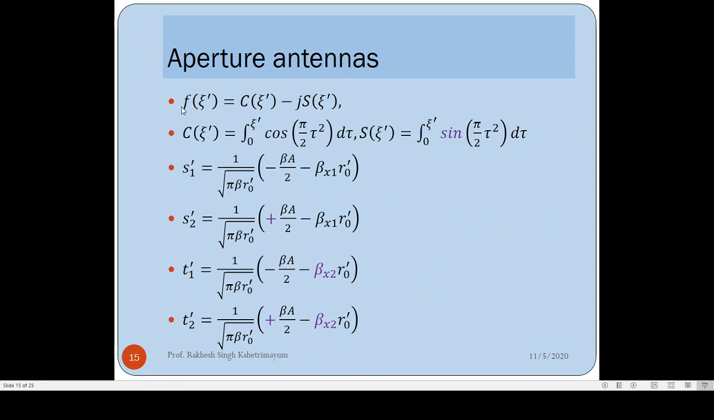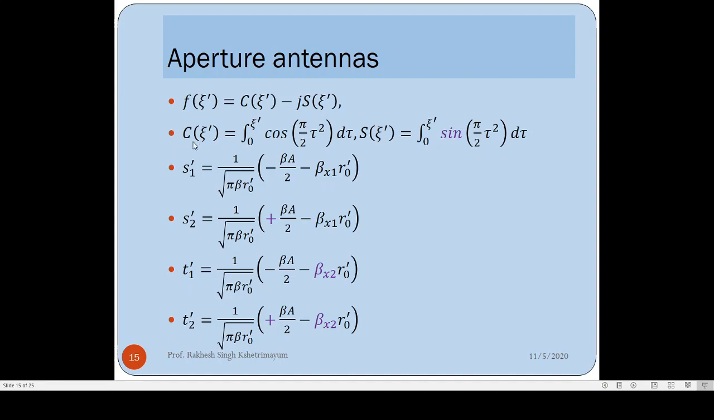What is this function f? Function f of xi dash is equal to C of xi dash minus j S of xi dash. So what are this C and S? C is the cosine Fresnel integral and S is the sine Fresnel integral. These are standard mathematical expressions for the sine and cosine Fresnel integrals.